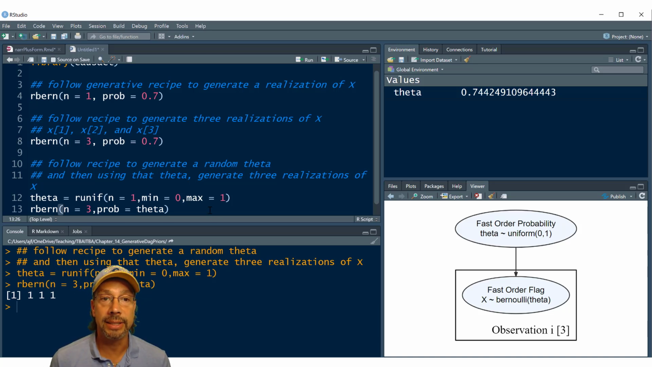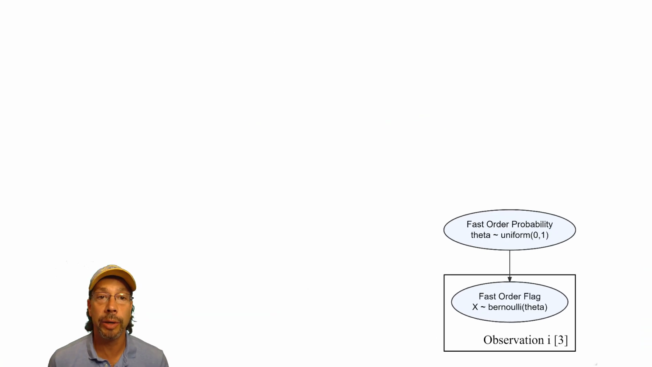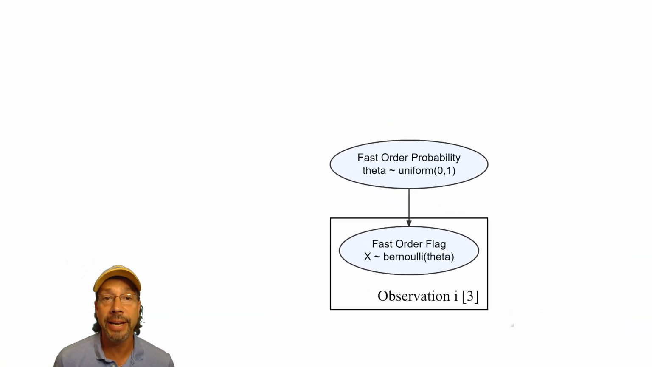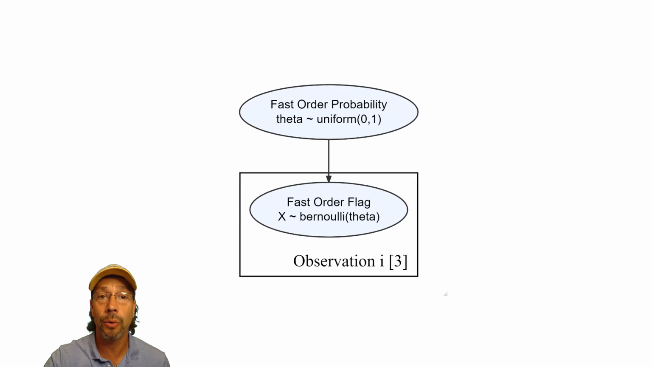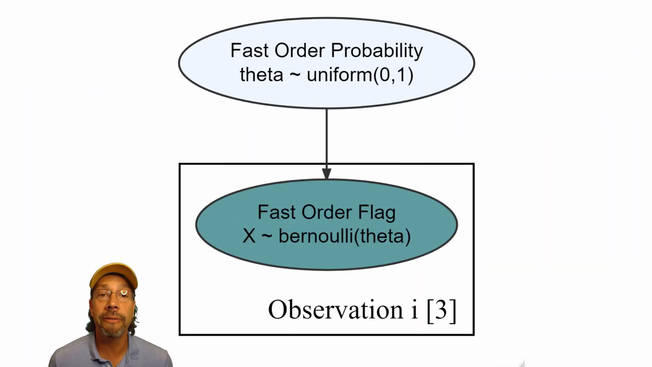In data analysis, our job is to get insight from the real-world observations. To indicate that we have observations or data for certain nodes of the generative recipe, a darker fill color is used. In this generative DAG, we have observed whether 3 orders were fast or not.